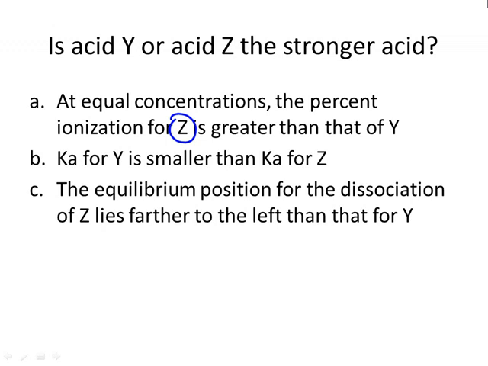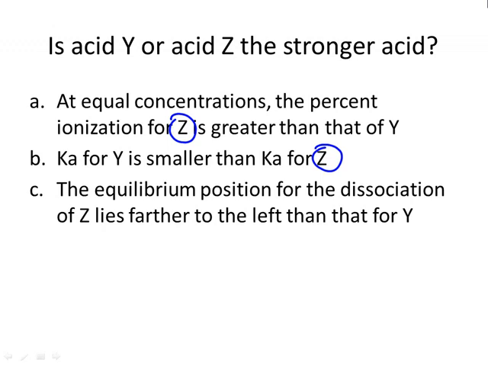Letter B says Ka for Y is smaller than Ka for Z. So remember Ka, we just did that on the last problem, is products over reactants. So a large Ka will go with an acid that has dissociated a lot, which is the definition of a strong acid. So Ka for Y being smaller than Ka for Z suggests that Z has a larger Ka, and so therefore it is a stronger acid.